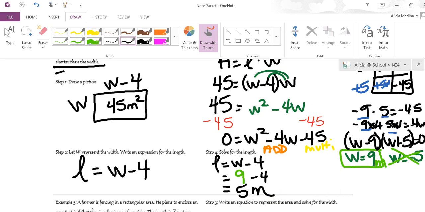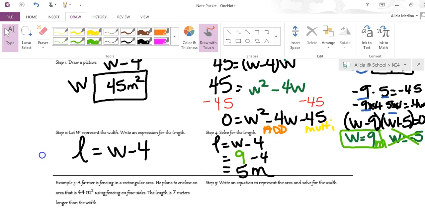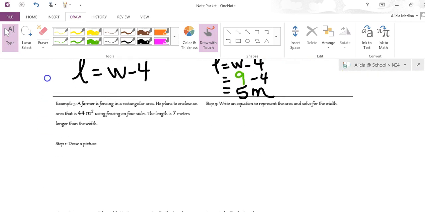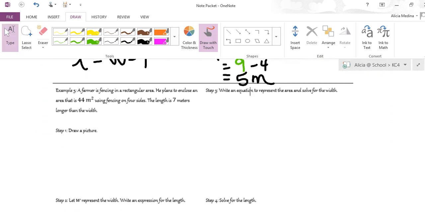Alright, so again, draw yourself a picture, get everything over to one side, factor, only take the positive answer, and then go ahead and substitute it back into the other equation.